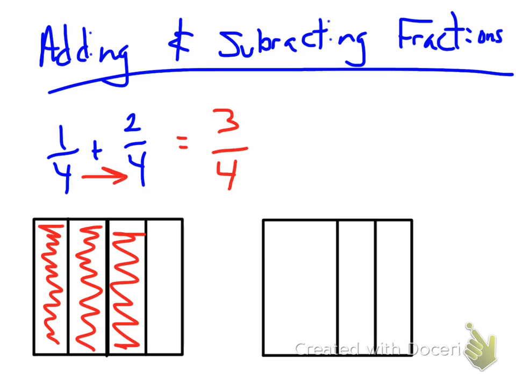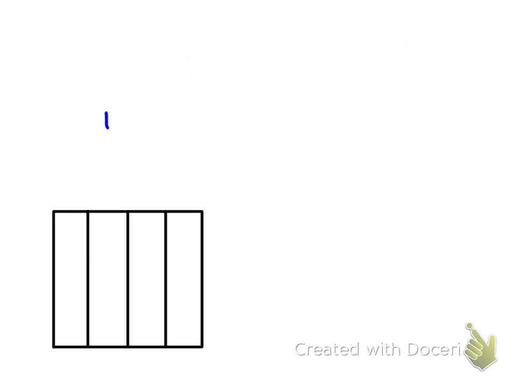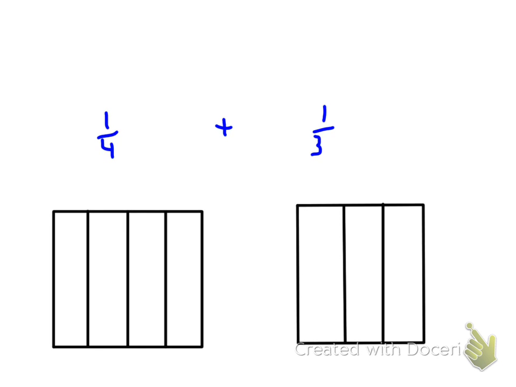So I have a common denominator. My denominator stays the same. I am adding my numerators. So looking at a little bit different and slightly more complex problem. What if I had a 1/4 plus a 1/3? I do not have common denominators.